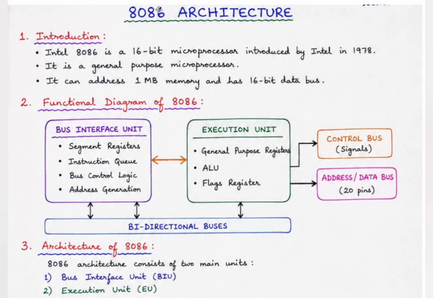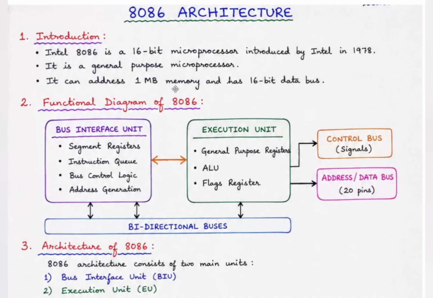Before we understand the architecture of 8086, first of all we have to understand what 8086 actually is. 8086 is a 16-bit microprocessor with a 16-bit ALU and 16-bit registers. It has a 20-bit address bus, and it can access 1 megabyte of memory. This is a main important pointer.